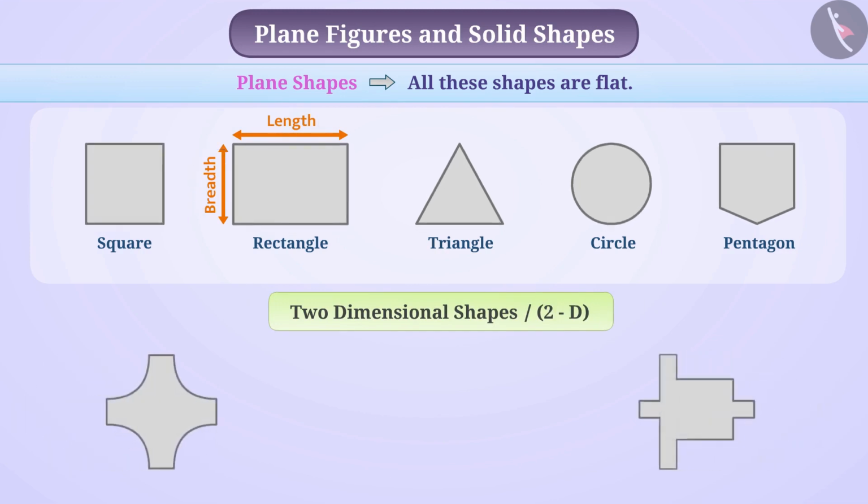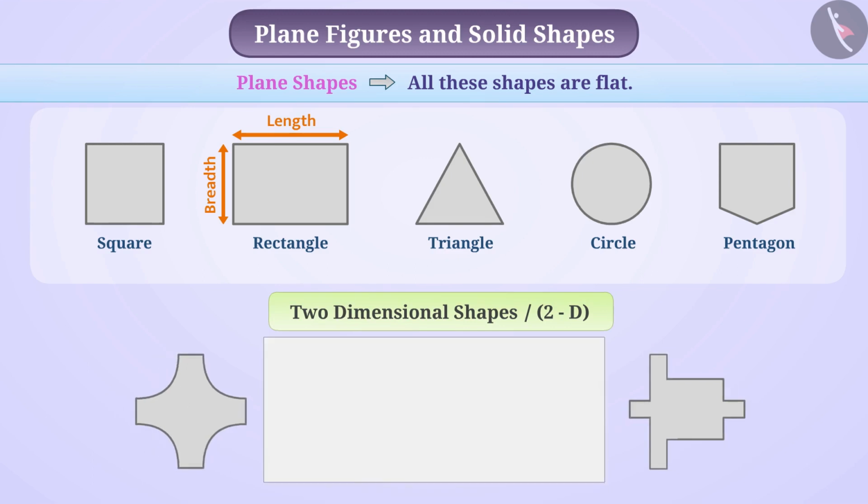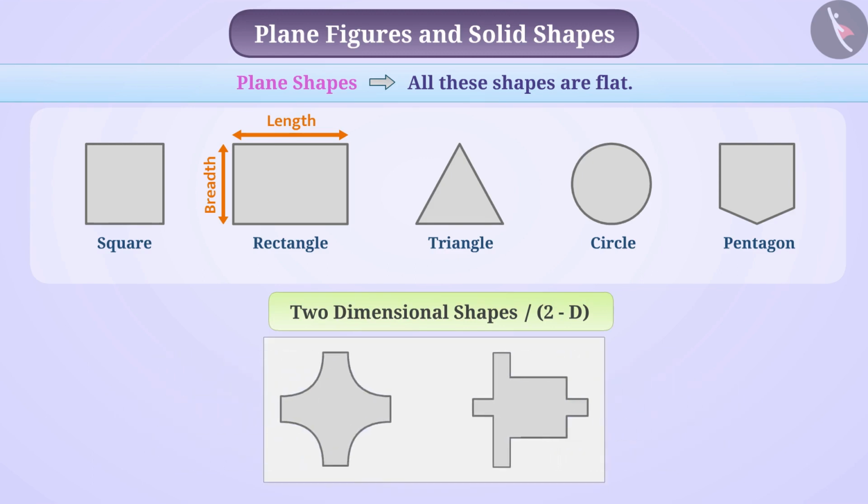Is this shape also two-dimensional? Think. Let me tell you, we cannot find the length and width of this shape, but we can place it in a big rectangle in such a way that its entire shape is inside the rectangle. Since the rectangle is two-dimensional, we can say that this shape is also two-dimensional.